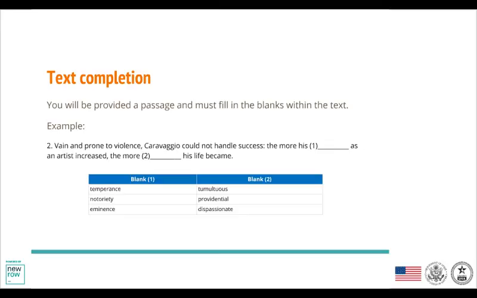Vain and prone to violence, Caravaggio could not handle success. The more his blank as an artist increased, the more blank his life became. This type of question is asking you to fill in the first blank from blank 1 and the second blank from blank 2. So you're given two columns of text. I'll pause for a moment to allow you to read the passage again and determine which words best complete the text provided.